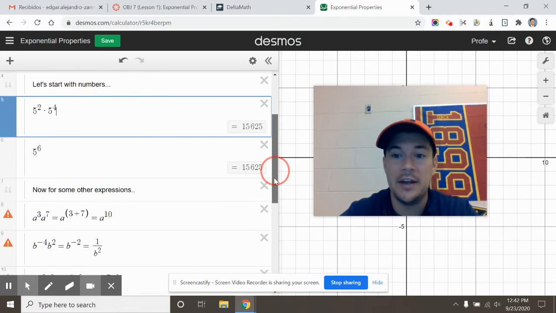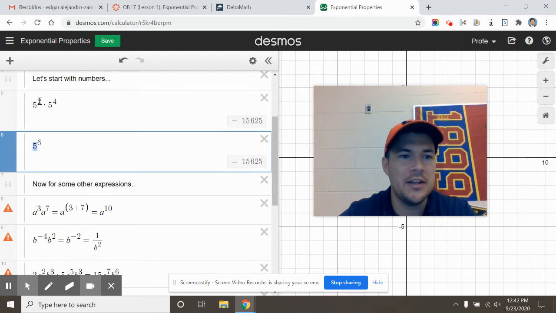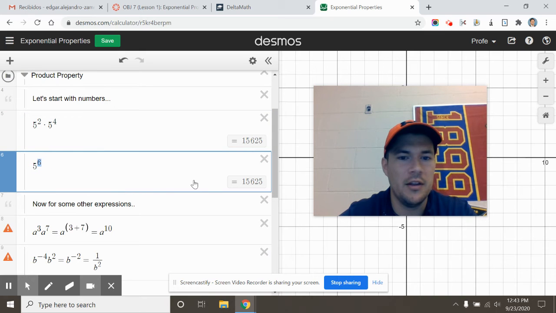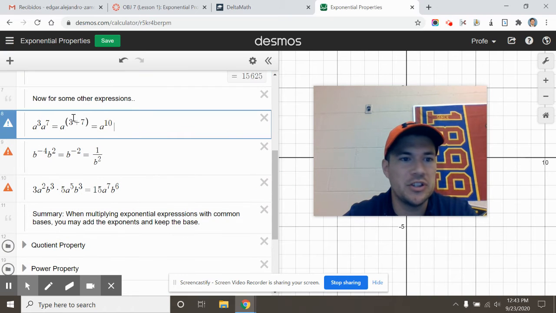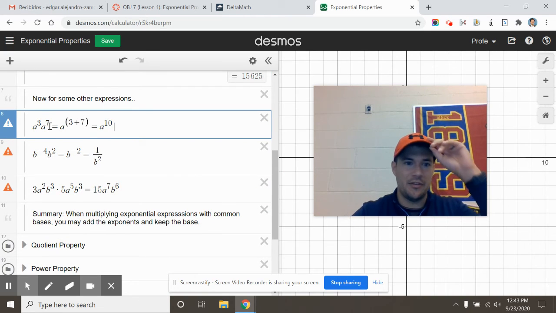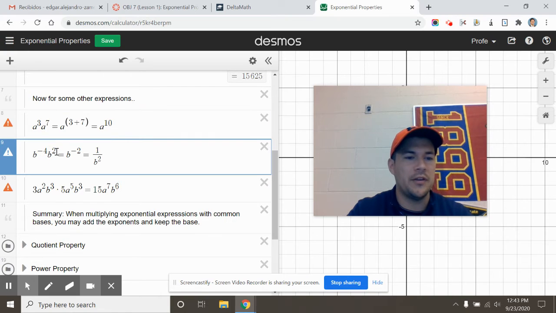Well, that is true. The product property basically says that if you're multiplying two exponential expressions with like bases, you can keep that base 5 and add the exponents. 2 plus 4 is 6, so 5 to the 6th. This works with expressions as well. If I have a to the 3rd times a to the 7th, that's going to be a to the 10th. Add my exponents, keep my base. If I have b to the negative 4th times b squared, negative 4 plus positive 2 gives me negative 2. So I get b to the negative 2nd, which actually becomes 1 over b squared.